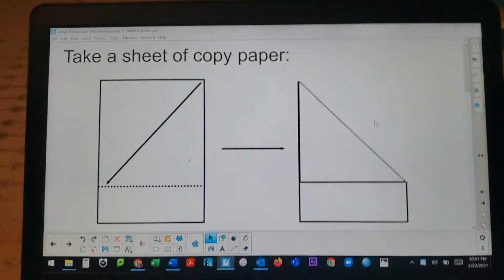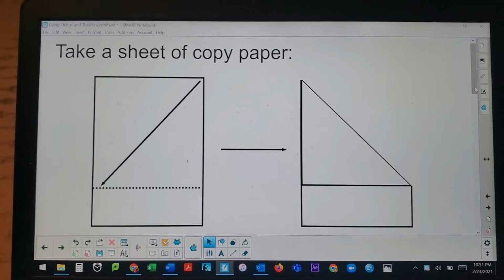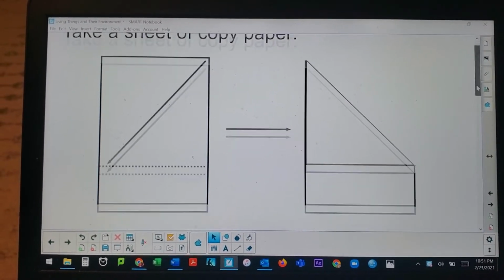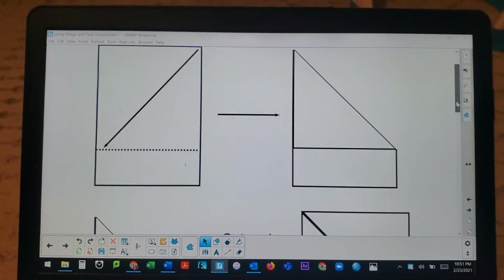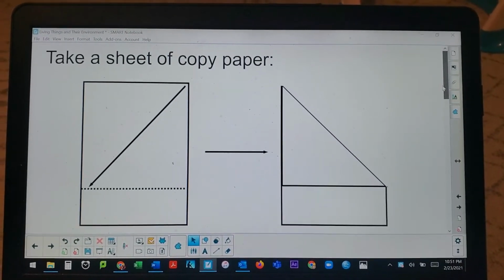So take a look. You're going to take a sheet of copy paper, okay? And you can get copy paper from the sub in a second. Make sure you're sanitizing your hands when you're getting paper from the sub. Make sure he sanitizes his hands and you sanitize yours. But anyways, here are the instructions you're going to follow. And you can pause this and go as you need to.